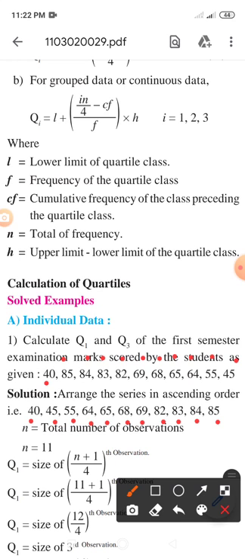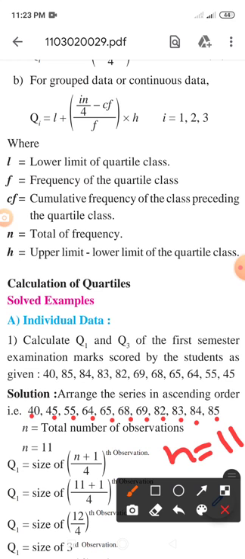Second step, please write down the second step. Find out total number of observations, that is value of n. First, second, third, fourth, fifth, sixth, seventh, eighth, ninth, 10th and 11th. So n is equal to 11, that is total number of observations, n is equal to 11.